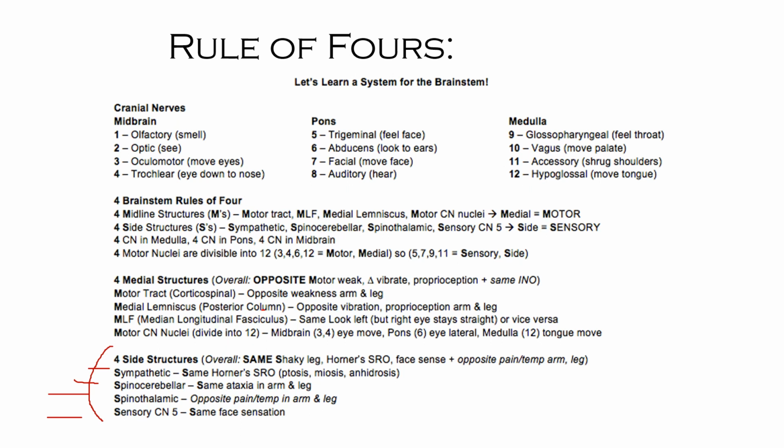So trigeminal. Sympathetics, we're going to see a same-side Horner's syndrome from this area if there's a deficit. So we're going to see the mnemonic PAM, remember: ptosis or drooping, anhidrosis, not sweating, and miosis or constricted pupil. Spinocerebellar, same-side ataxia in the arm and leg. Spinothalamic, opposite pain and temperature in the arm and leg, so that's going to be off to the sides, remember. And then sensory, same side, face sensation.